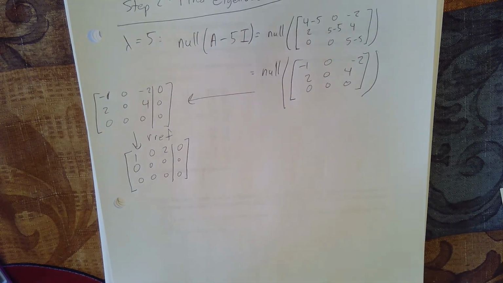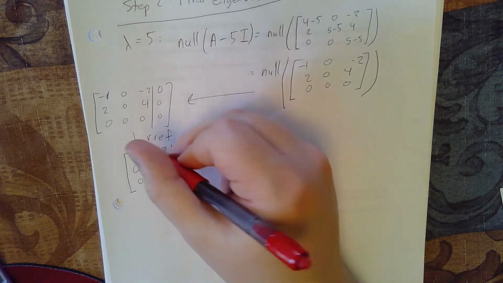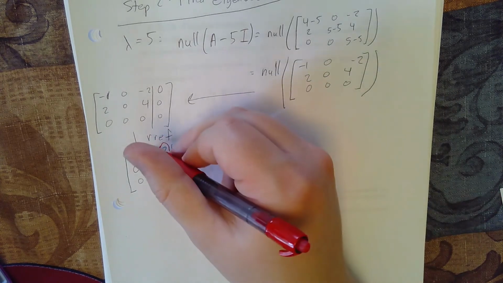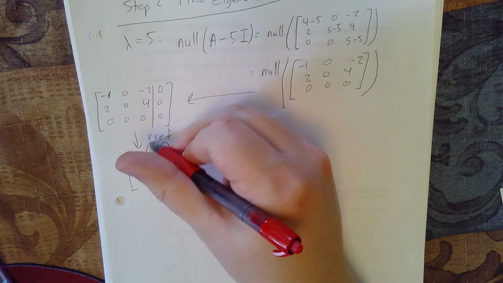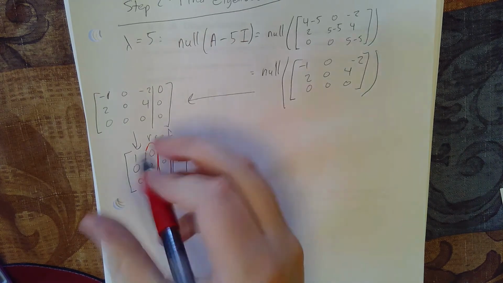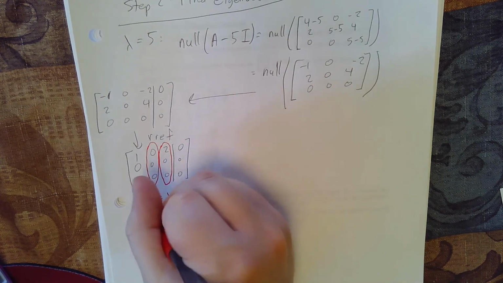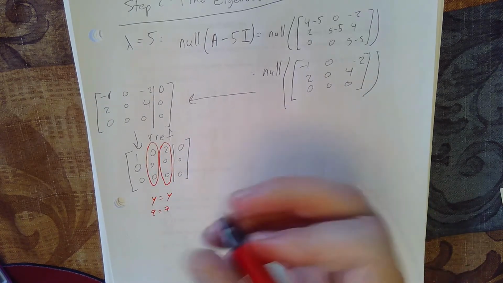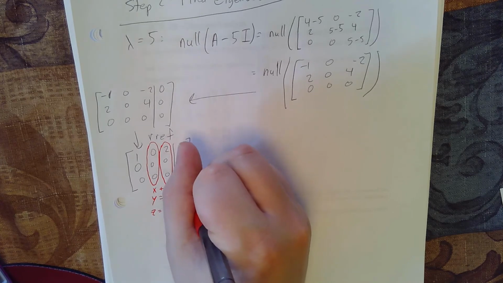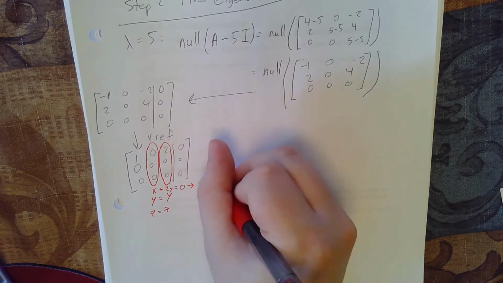Lots of zeros. So remember, we should have a free variable for every column that does not have a leading 1. And we want to be careful here. That means that this column, because it doesn't have a leading 1, is going to be a free variable, but this column will also have a free variable. So what this tells us then is y is a free variable, z is a free variable, and x plus 2y equals 0, which tells us that x equals negative 2y.